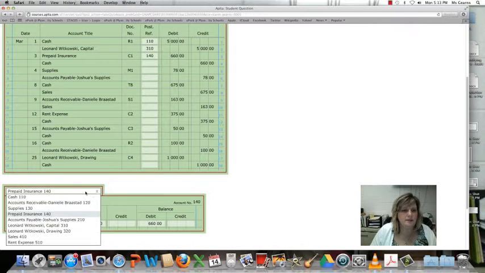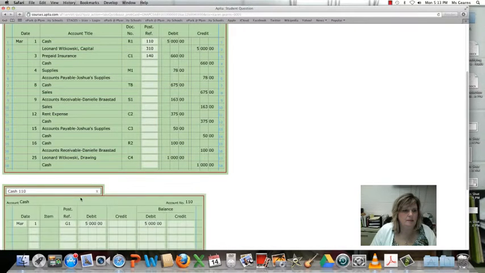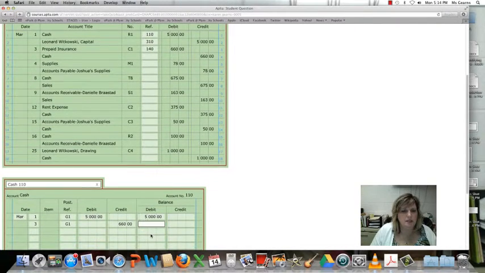Cash is next. So this time I have a credit to cash for $660 on March 3rd. I put in the date. Again, it's General Journal, page 1. I have a credit for $660. Now, cash has a debit normal balance. It will only ever have a debit balance.